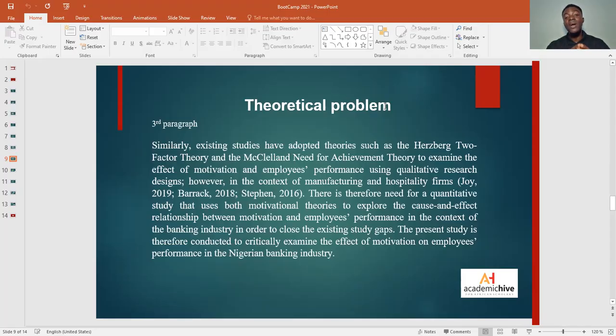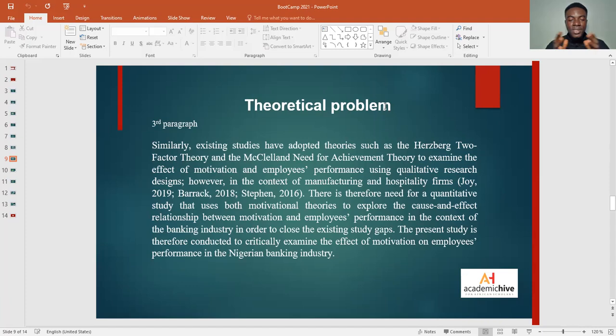The gap analysis also allows you to discover the theoretical problem. In the gap, you'll know which theories have been done and which studies don't have a theory, because not every study has a theory. Okay, let's proceed. The third paragraph talks about the theoretical problem. Similarly, existing studies have adopted theories such as the Herzberg two-factor theory and the McClelland need for achievement theory to examine the effect of motivation on employees' performance using qualitative research designs. However, in the context of manufacturing and hospitality firms.